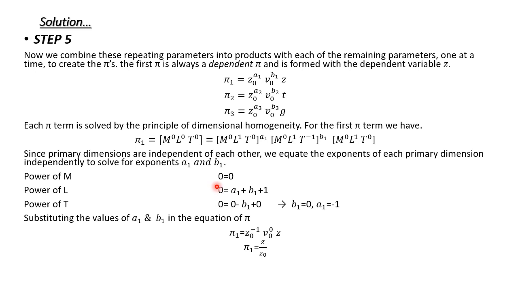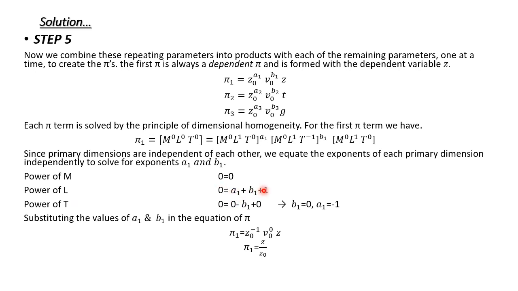Okay, now let us look at the right hand side. Here I have L to the power 1, and whole to the power A1. So what is this? A1. I have written A1 here, power of L. Plus here I have L1 and whole power B1, so I can write plus B1, and here it is L1, so the power of L is 1. So power of L: 0 is equal to A1 plus B1 plus 1.